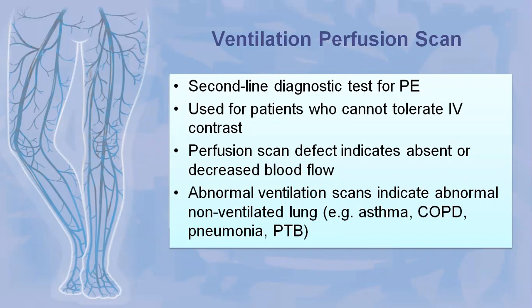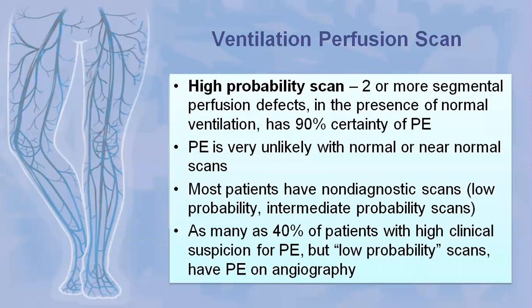It may give a false positive result in cases of asthma, COPD, pneumonia, and pulmonary tuberculosis. A high probability scan is where there are two or more segmental perfusion defects in the presence of normal ventilation, and has 90% certainty of pulmonary embolism.